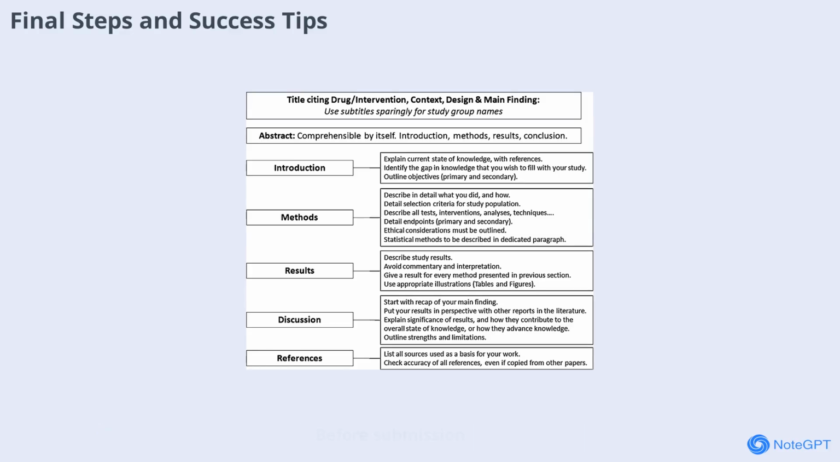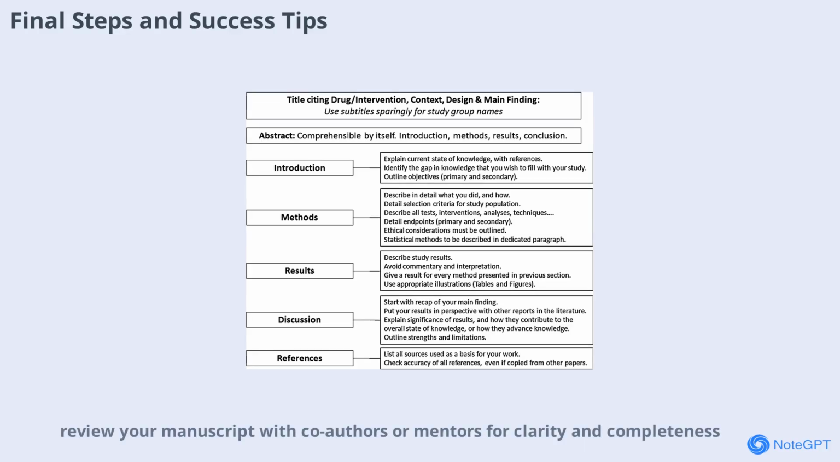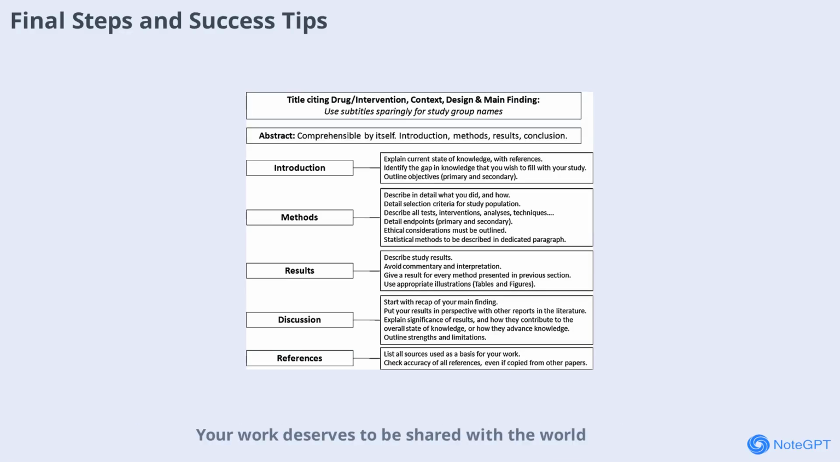Before submission, review your manuscript with co-authors or mentors for clarity and completeness. Remember, writing a scientific article is a process that gets easier with practice and preparation. By following these steps, you not only increase your chances of publication but also contribute valuable knowledge to your field. So, take your time, be systematic, and let your research shine. Ready to get started? Your work deserves to be shared with the world.